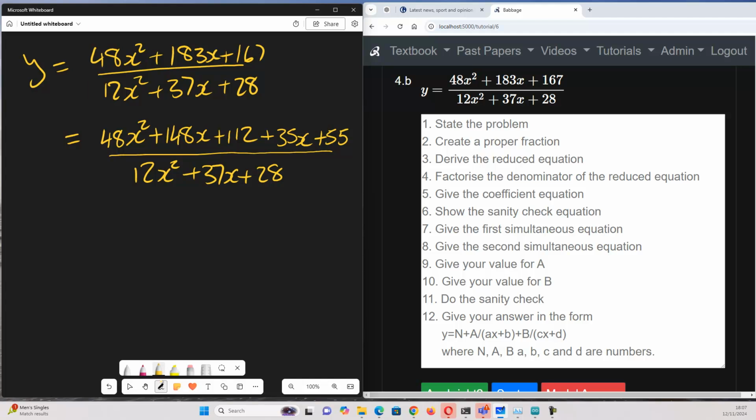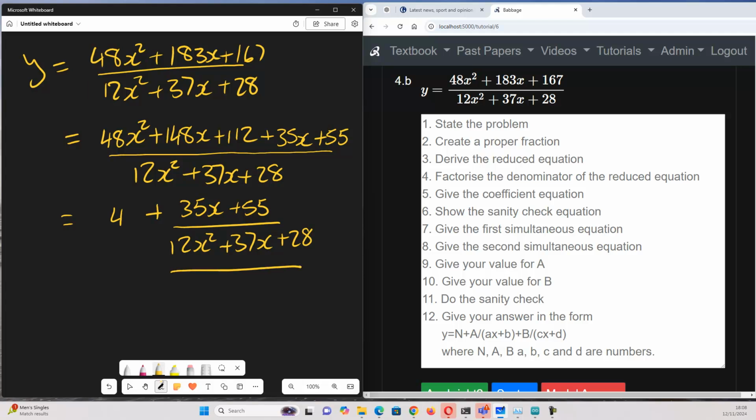Now, if you look at this bit here, because we multiplied the denominator by 4, we can write that bit as 4, and then it's going to be plus 35x plus 55 all over 12x squared plus 37x plus 28. So this is now a proper fraction, it's not an improper fraction, and this is a constant that we're going to ignore for a while.